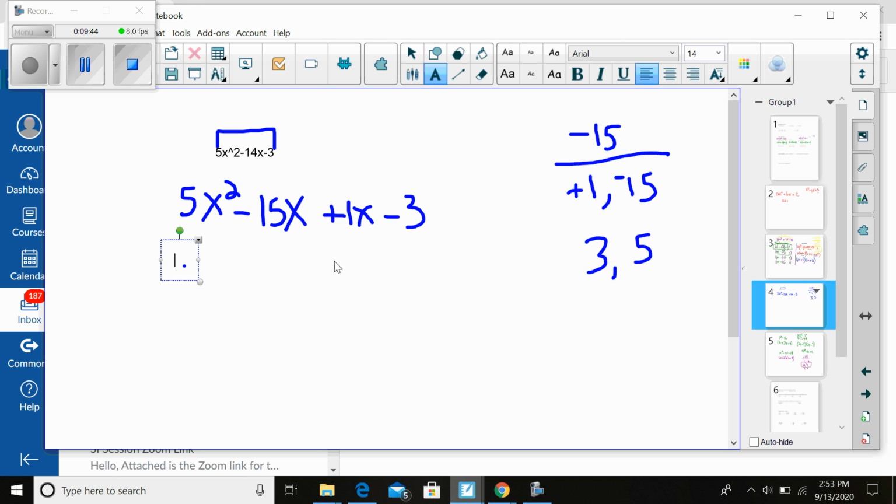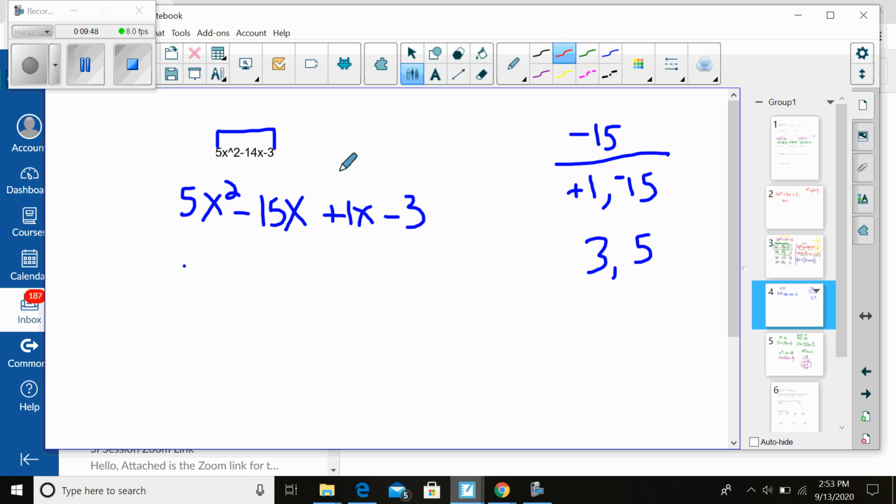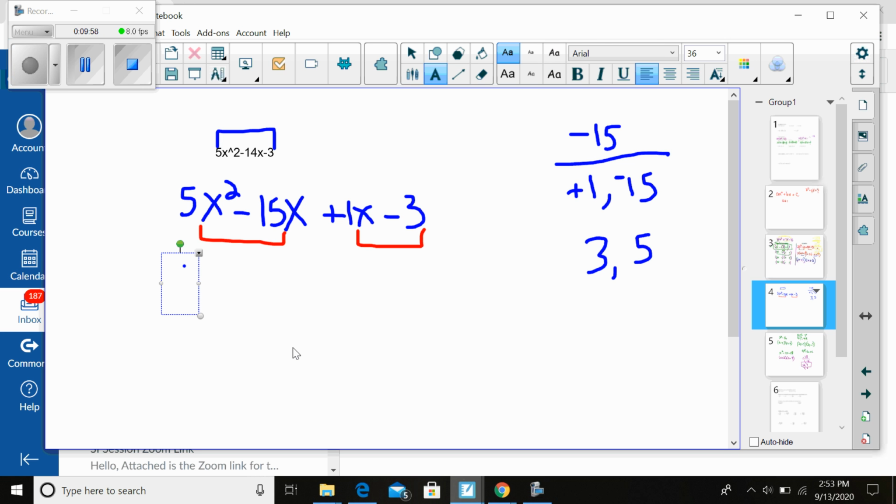So now I look at what factors out of each. I'm dividing it up like this. What factors out of this part of the expression? What factors out here? I'll take out a 5x, leaving me with an x minus 3. And then over here, what can I factor out? You might say nothing, but I can always factor out a 1. And then I'm left with x minus 3.